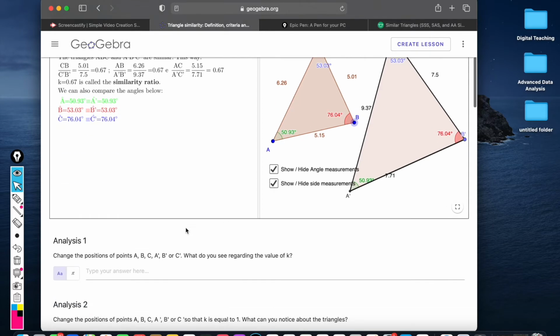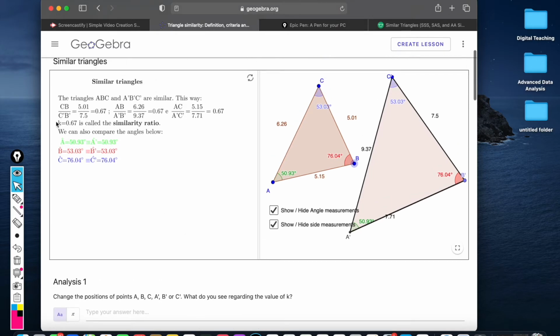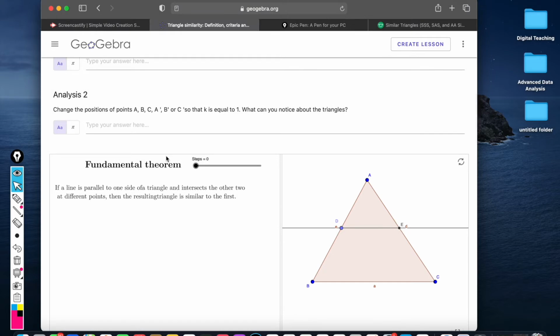Okay, now from there, your day one assignment is going to be to finish the rest of this page here. You'll see the questions there with analysis 1 and analysis 2. Basically what I was just talking about, which is changing the positions of the points and what do you see regarding the value of k. Again, the value of k is talking about our similarity ratio. Analysis 2, changing the points, and what happens to that k equal to 1, what happens to the triangles. Try it, see what you get. This is a very nice little website to deal with this.